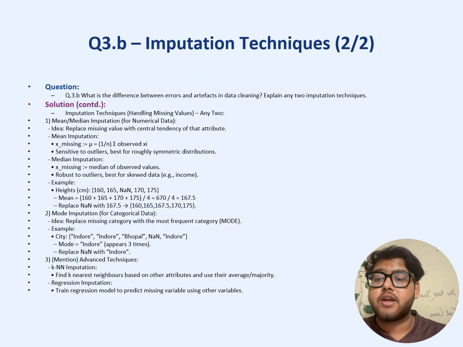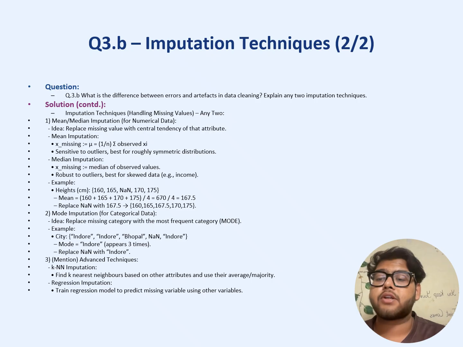Imputation techniques: handling missing values. Mean or median imputation for numerical data. Idea: replace the missing value with the central tendency of that attribute. Mean imputation is sensitive to outliers and best for roughly symmetric distributions. Median imputation: x missing equals the median of observed values. It is robust to outliers and best for skewed data.